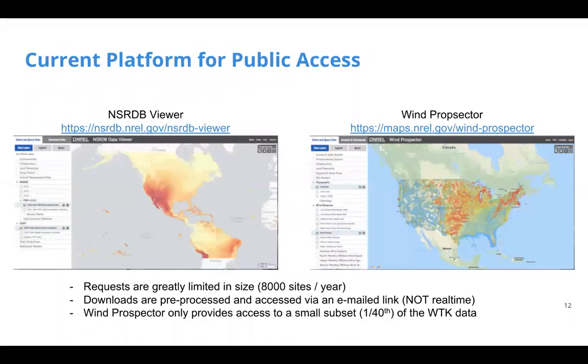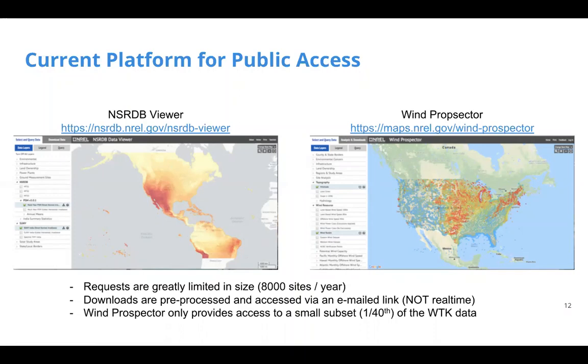So this is the current platforms for public access. There are 2 websites, the NSRDB Viewer and the Wind Prospector. They're hosted internally at NREL, and due to technical issues, server size, bandwidth, etc., they only make a very small portion of the data available, or you're only allowed very small downloads. So all of the NSRDB data is available, but the request sizes are very small. You're limited to several thousand sites per year per download. The downloads have to be pre-processed, so it's not in real time. You'll get an email with a link.